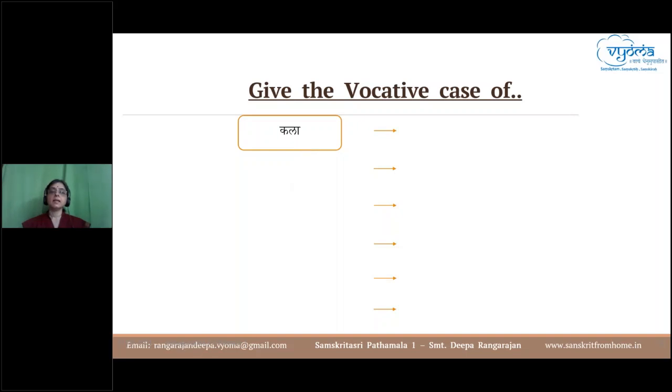Is it like Sita? It is Akaranta and Strilinga? Yes. So, will it be Kale? Yes, it is Kale. Like He Site, it is He Kale. Govindaha. He Govinda. Very good.